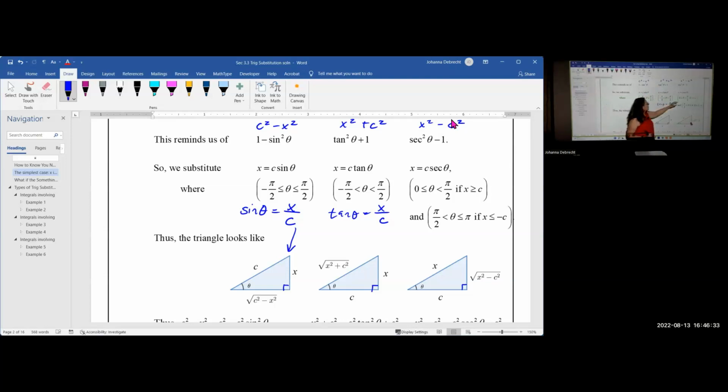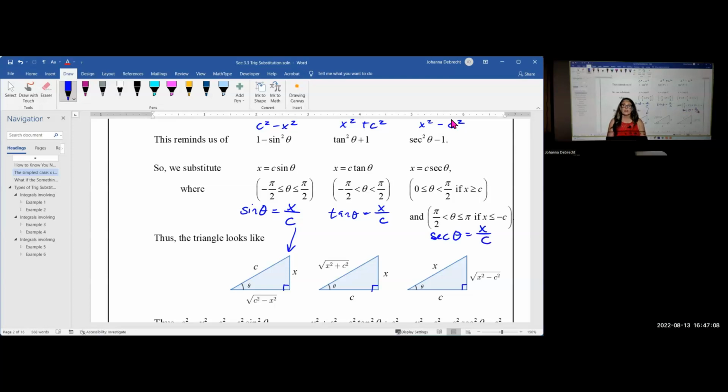The last one, of course, is secant squared of theta minus 1. It's the more difficult one because it's got the case where the absolute value of tangent of theta is not equal to tangent of theta if x is less than or equal to negative c, which we won't know unless we know something about x, which pretty much requires that we have a definite integral. So when we make this substitution, we do x equals c secant of theta, which lets us solve for secant of theta, and secant of theta becomes x divided by c.